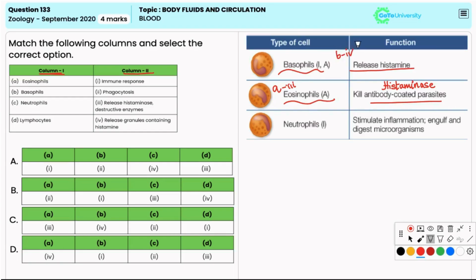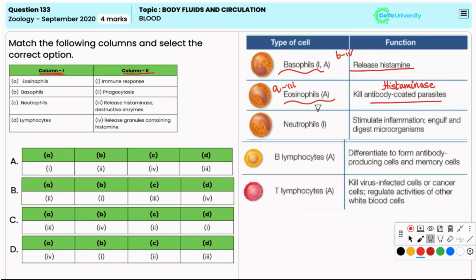Now, neutrophils are the most abundant type of white blood cell and they play an important role in the immune response by engulfing and destroying pathogens through a process called phagocytosis. So C matches with 2.